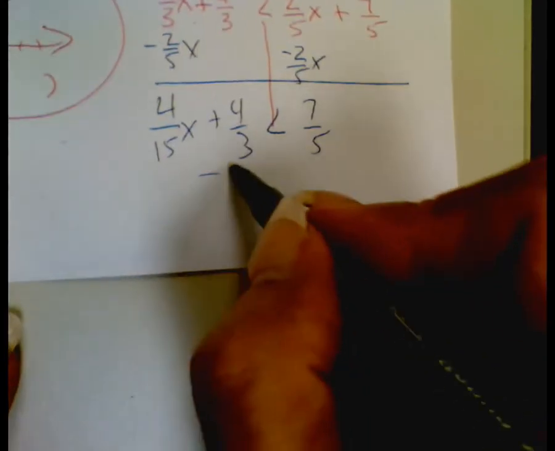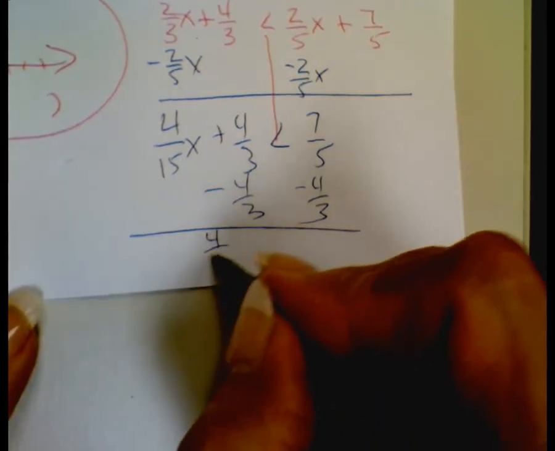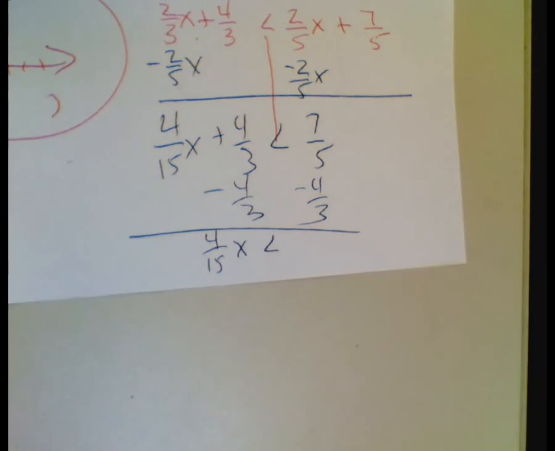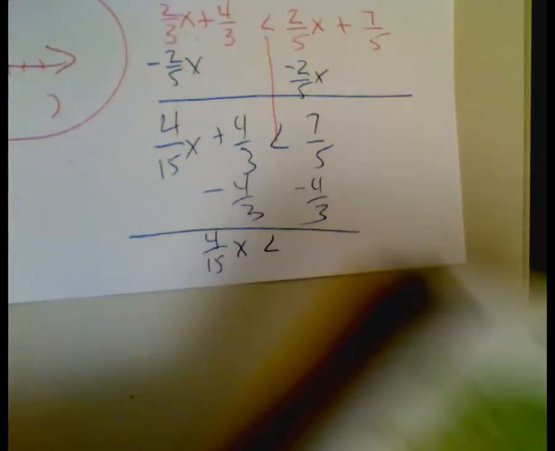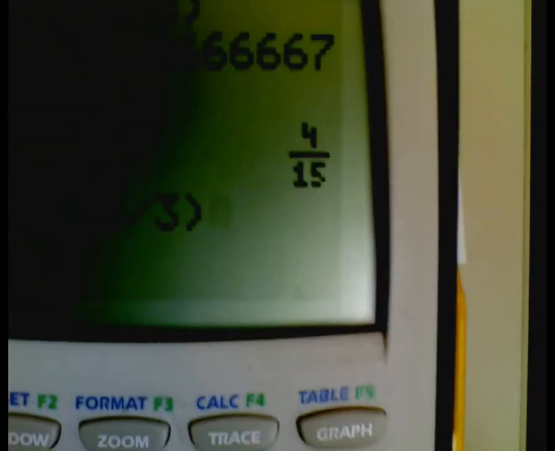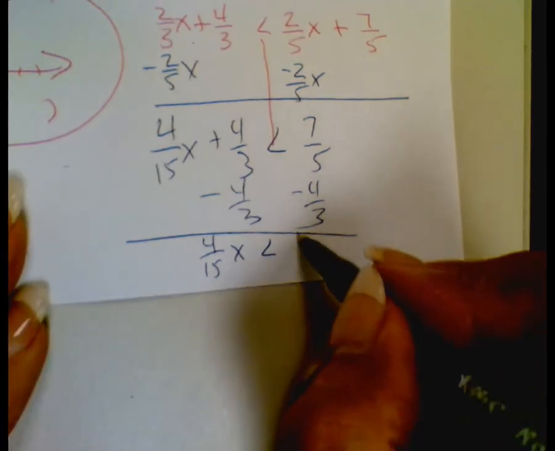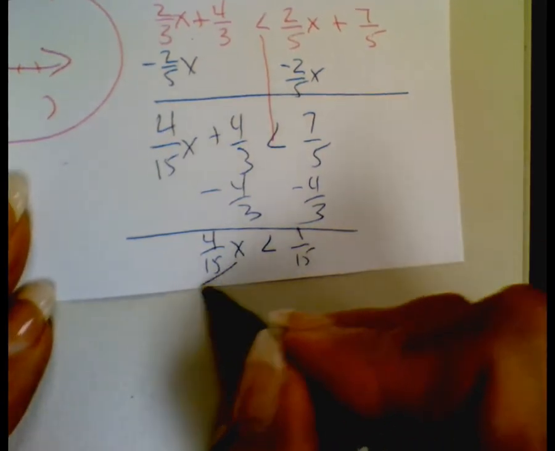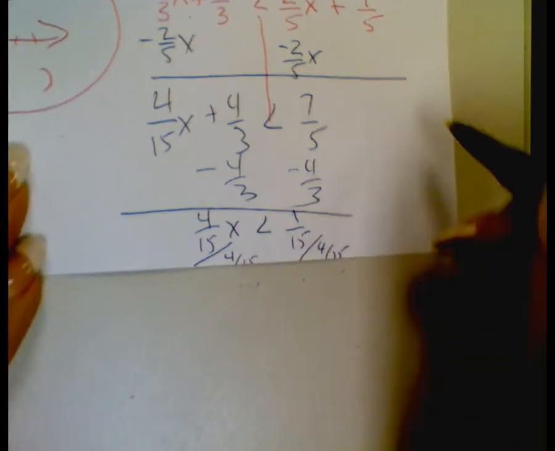Then we're going to subtract 4/3 to the other side. So you have 4/15 x is less than 7/5 minus 4/3, which is 1/15. And then you're going to divide both sides by 4/15. Divide both sides by 4/15 to get x by itself.